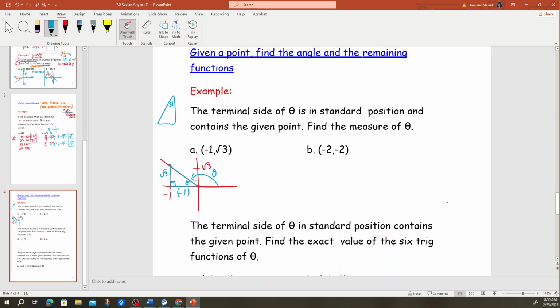So from my 30, what's across from the 30? A 1. What's across from the 60? A root 3. And what's the hypotenuse? 2. Okay? So what is across from this reference angle? And don't worry about the negatives. The negatives are there because of what quadrant we're in, and they have to be there. But what's across from that? Root 3. Yeah? That's our what angle then? What's this reference angle? 60. So tell me, what do you guys think theta is if that's a 60-degree angle?